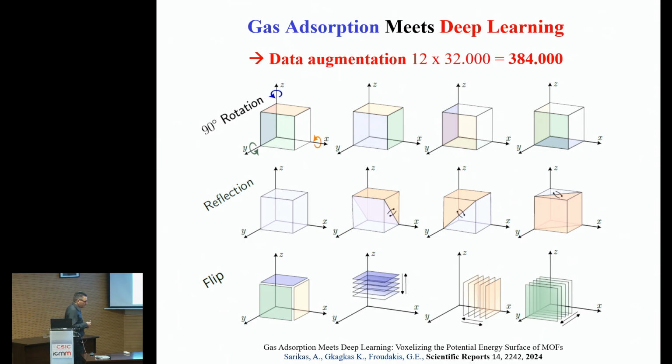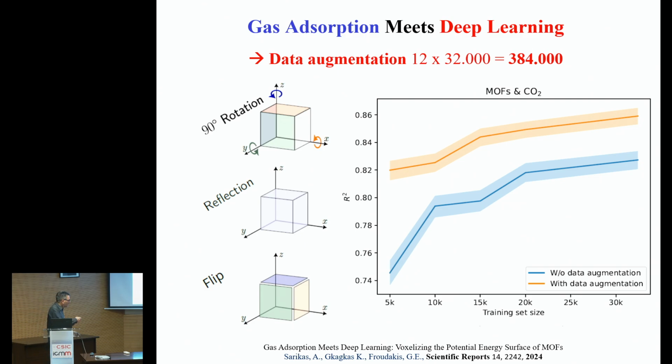Then, because as I said these methods are data hungry, we need to do data augmentation. It's quite typical in deep learning. So we take this potential energy surface and we make rotation, reflection, and flipping in order to increase the amount of our data. So we do 12 transformations, and we have 33 input MOFs. So immediately we end up with 384,000 inputs to use for training.